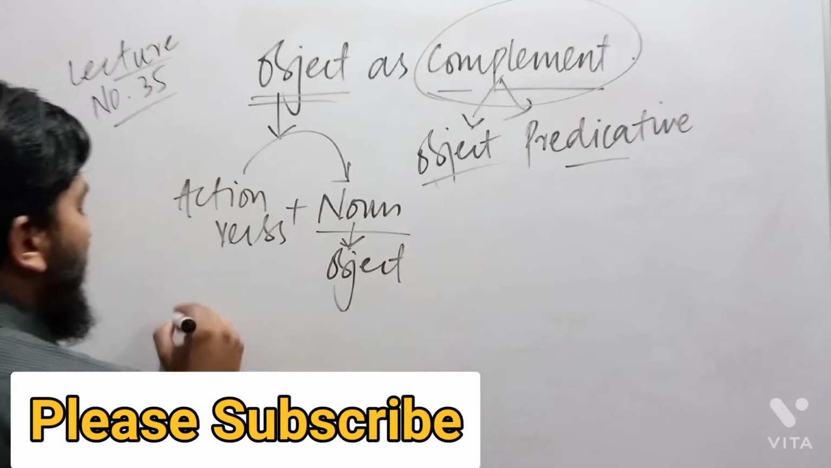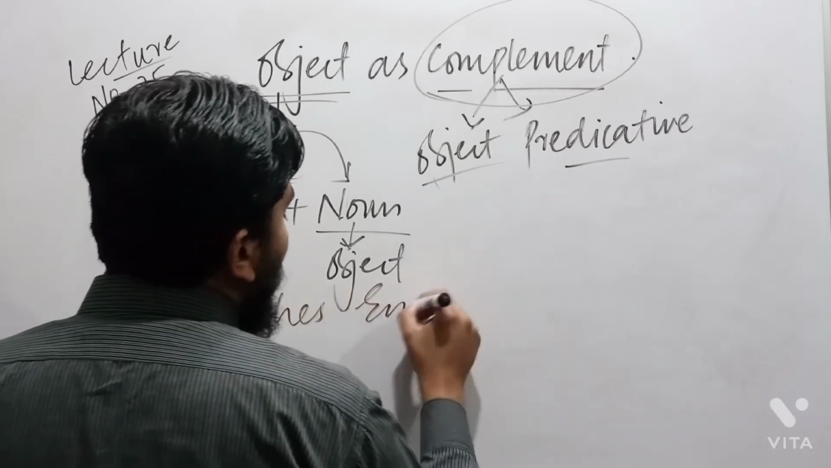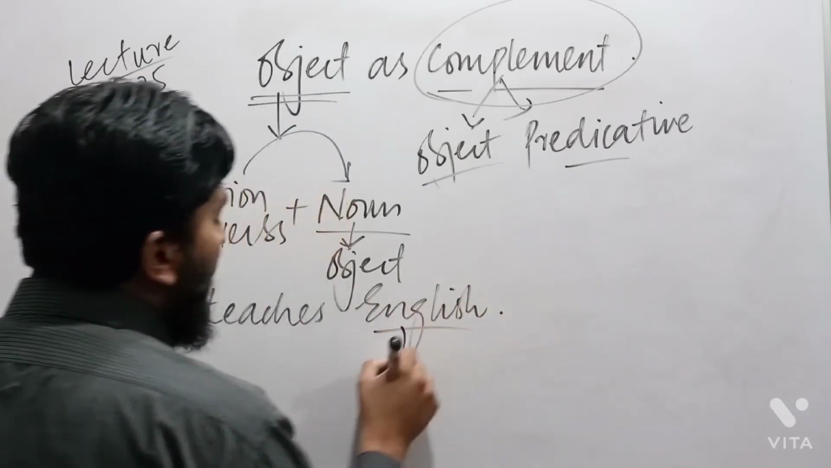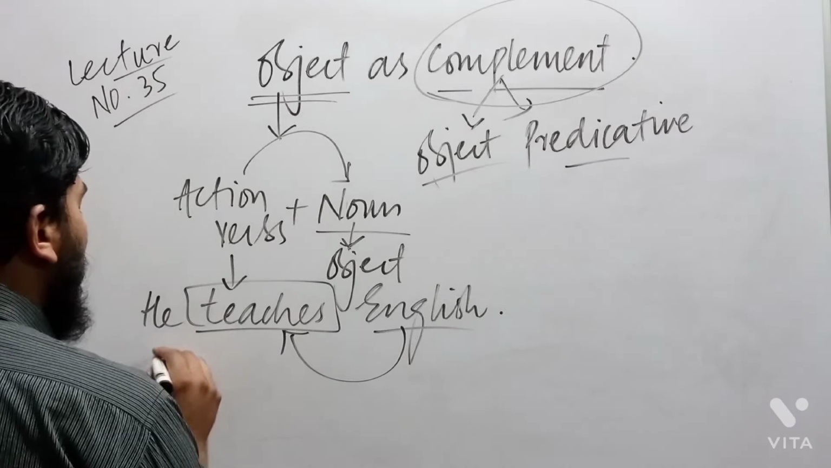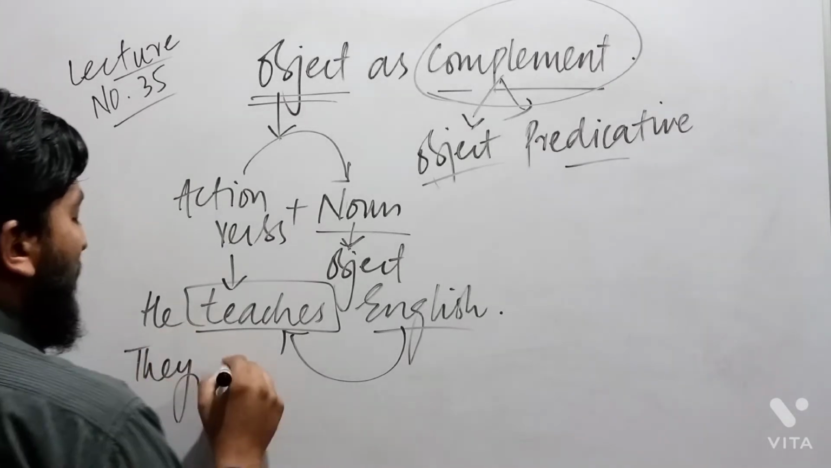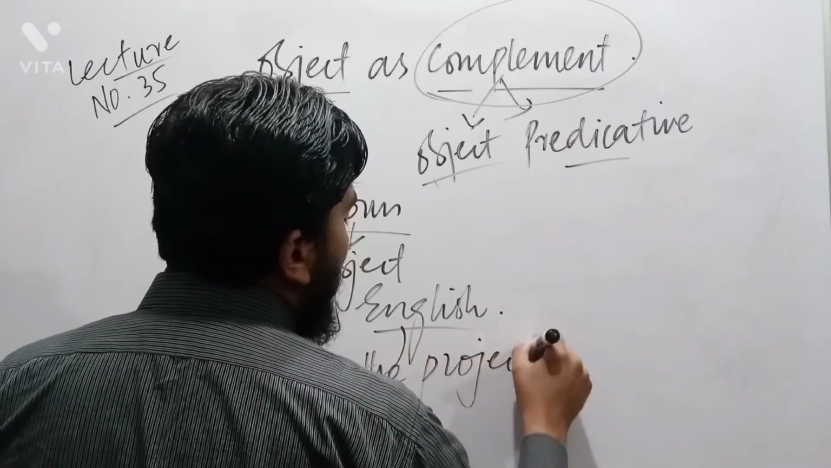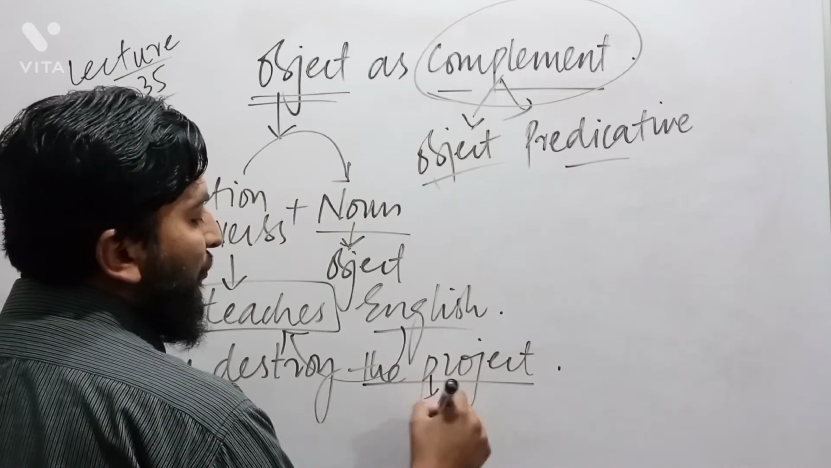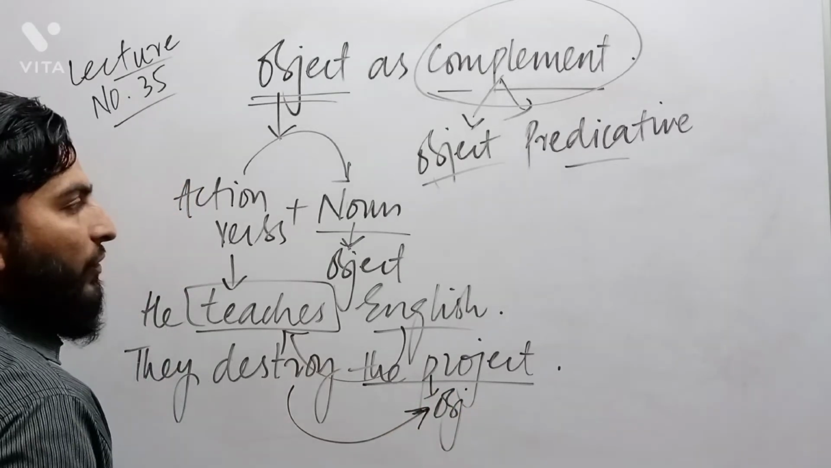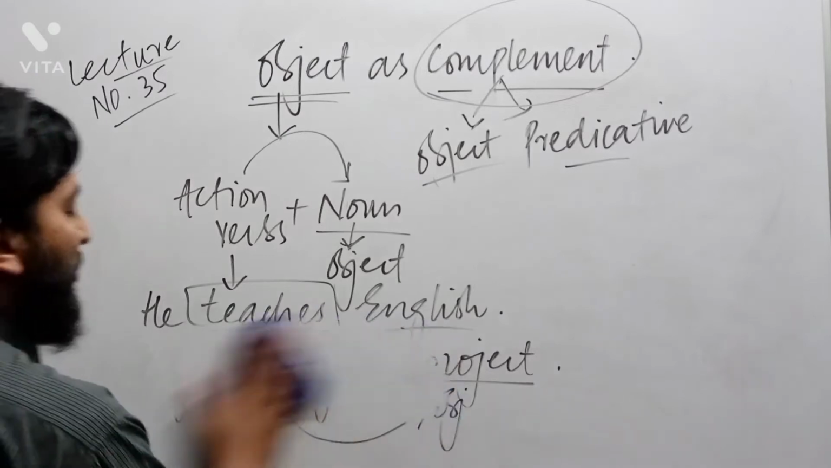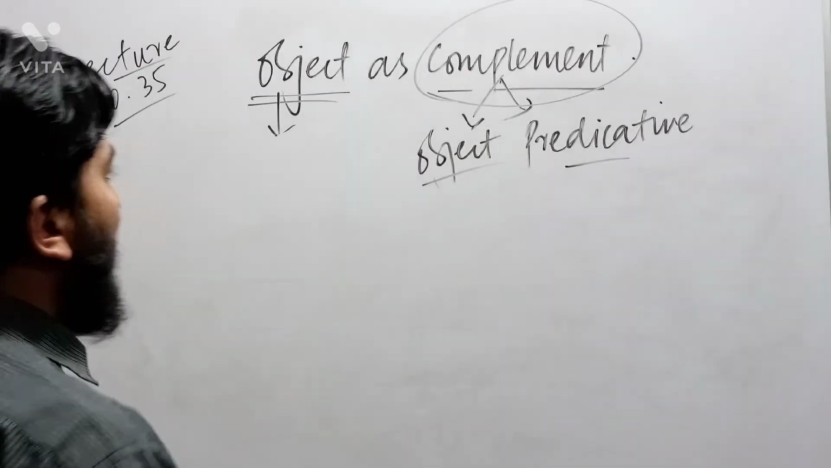It is clear to us that when we say he teaches English, now here English is a noun, but this noun receives this very action. What is this action? That is teach. There is another example. I say they destroy the project. Now the project is actually called a noun phrase, but this noun phrase is used as an object because the action destroy is performed over the project.